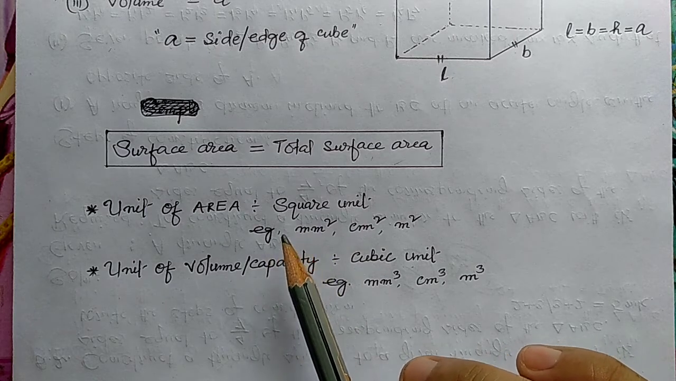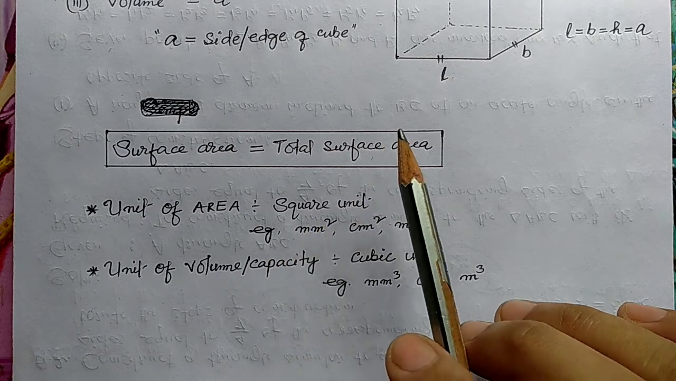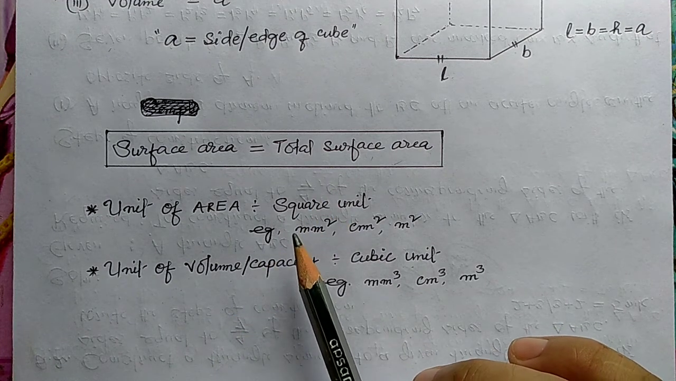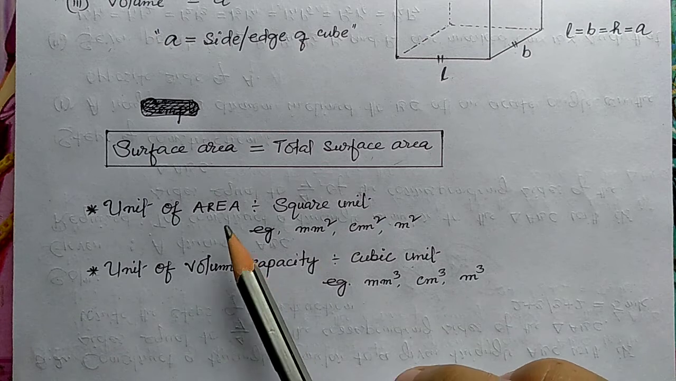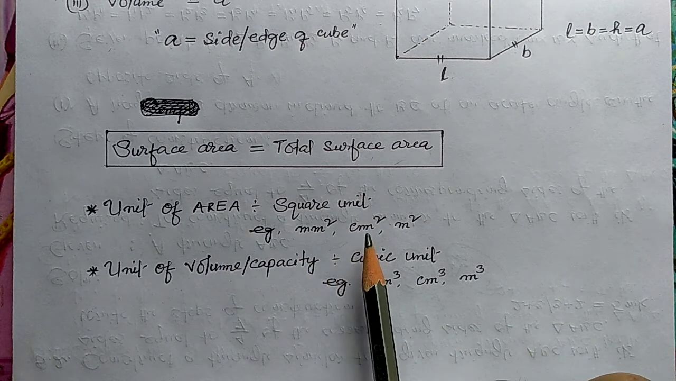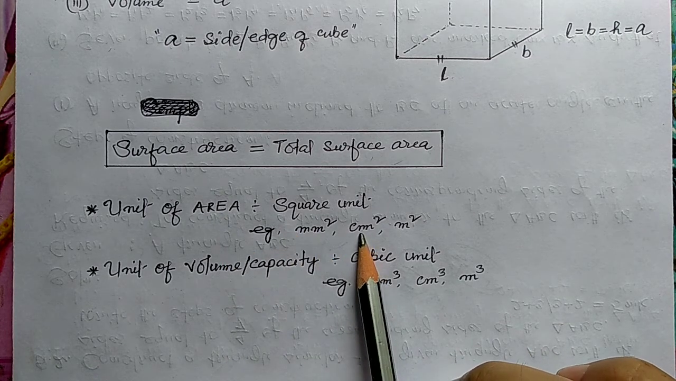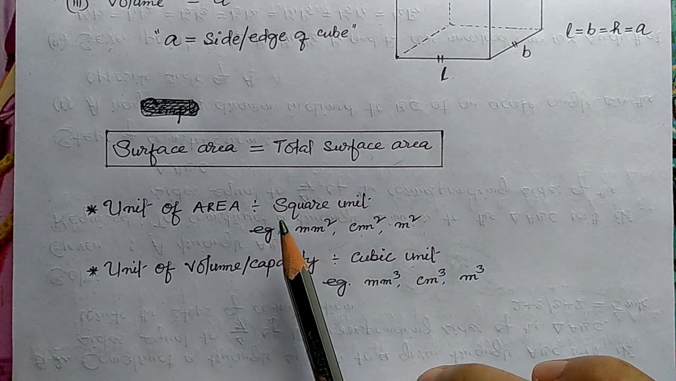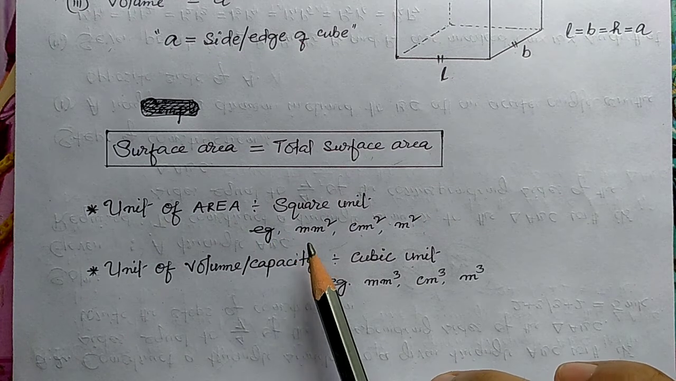That means if the given unit for dimension, length, breadth, height, is millimeter, the area will always take millimeter square, or if it is centimeter, centimeter square. If it is meter, then it will be meter square. So always remember, the unit of area is square unit.